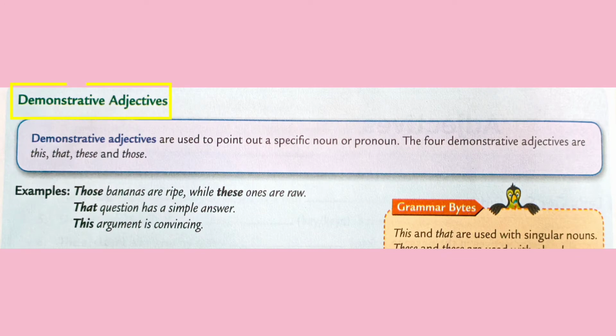The next type of adjectives are demonstrative adjectives. These are used to point out a specific noun or pronoun. The 4 demonstrative adjectives are this, that, these, and those. Let us take some examples. Those bananas are ripe and these ones are raw. Here, those and these are the demonstrative adjectives.